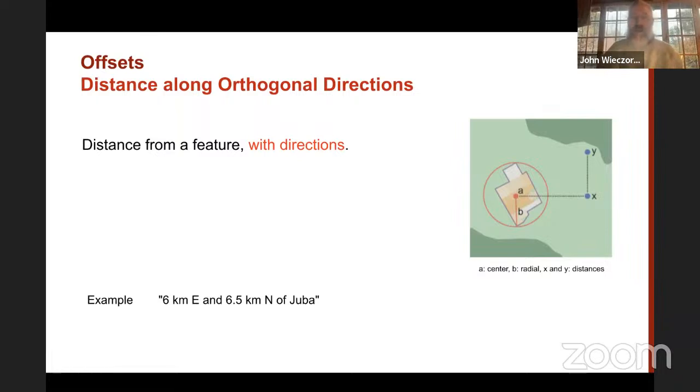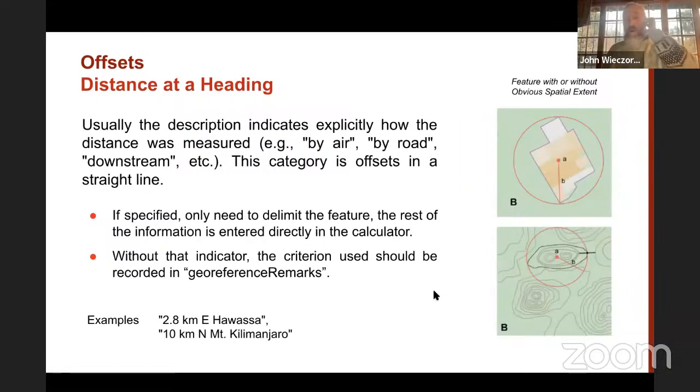The great thing is it takes out all the uncertainties due to direction, which we love. So basically, we're left with the extent of the starting place, in this case, Juba, and some other uncertainties that come into play, like the uncertainty in the distances that we're given in order to determine our final georeference. This tends to be a description type with minimal uncertainties. So we like these. Distance at a heading is reasonable as well, and it's very common to find these.